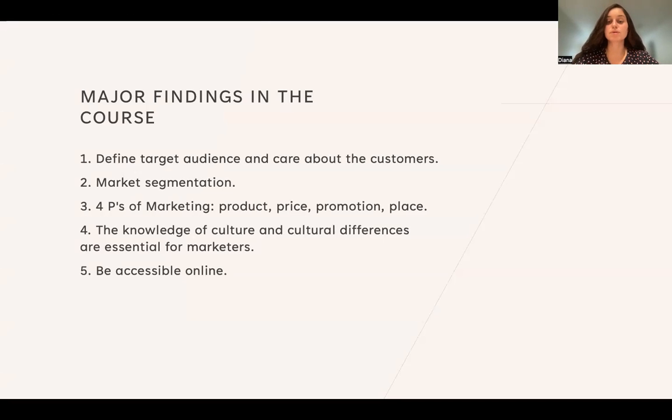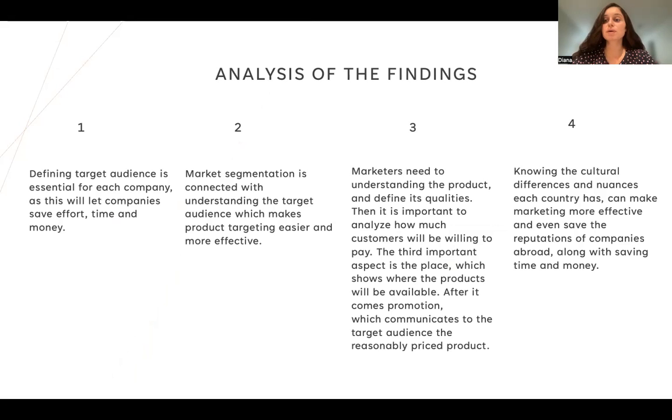The fourth point that we have is about the knowledge of culture and subculture, cultural differences, which is very, very important. Because when marketers know the cultures, they also know the nuances connected with this culture. And in this case, marketers can really understand people. They can really understand how to communicate what they want to say. They can understand the wants and needs of those people, and this can help save even the reputation of companies sometimes, along with saving time and money.